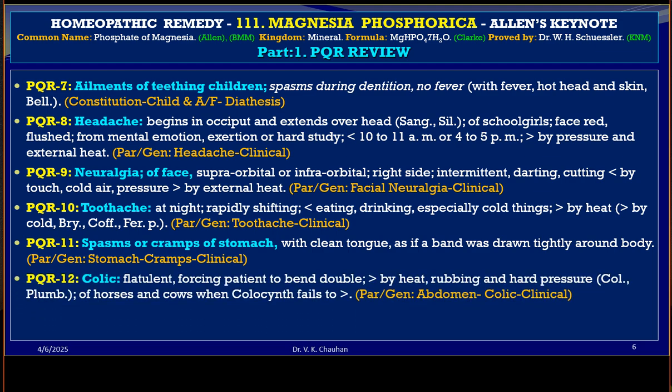Now we go to PQR 12, colic. Colic is also the visceral pain, hollow viscera like stomach, intestine, large intestine, the urinary tract, the ureters, hollow tubes, the common bile duct, cystic duct, hepatic duct, and then we have the uterus and bladder in the pelvis. All these organs have the pain which we call colic.